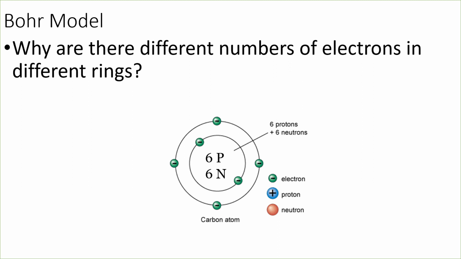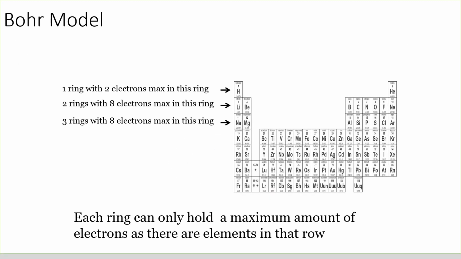So why are there different numbers of electrons in the different rings? The most important thing you need to remember when understanding why there are multiple shells and why they're not all just in one is that each ring can only hold a maximum amount of electrons as there are elements in that row. Okay? So that's a big little tip. Each ring can only hold a maximum amount of electrons as there are elements in that row.